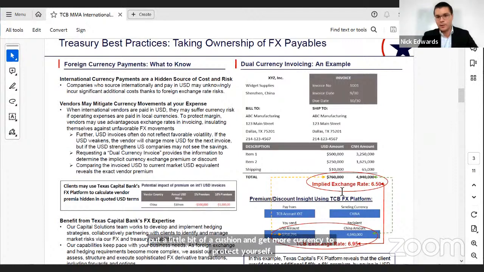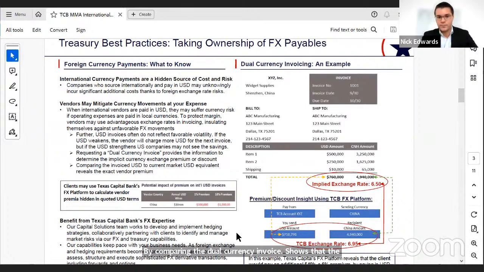So you can see that the implied exchange rate, by comparing the dual currency invoice, shows that the exchange rate is 6.5. Well, if you were to log into your Texas Capital FX platform, or how you would actually send Chinese renminbi, you would notice you actually get an exchange rate of 6.95. That means that $1 buys you 6.95 Chinese renminbi, which of course is a better exchange rate than the implied exchange rate that your supplier was giving.